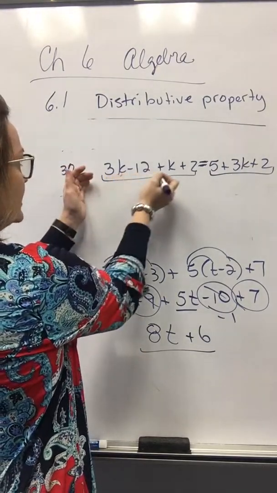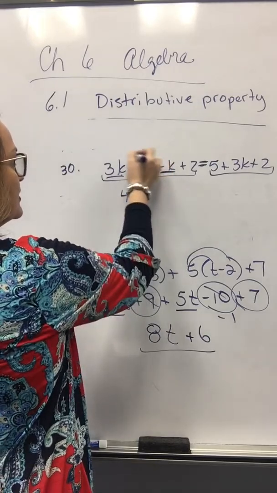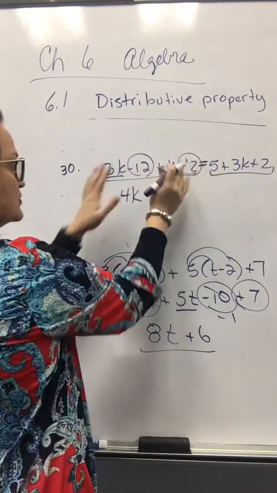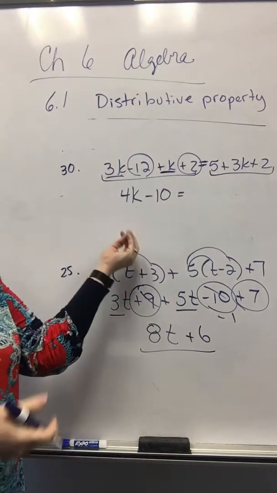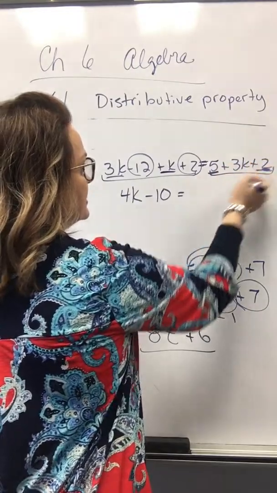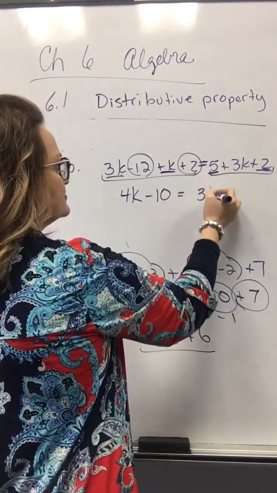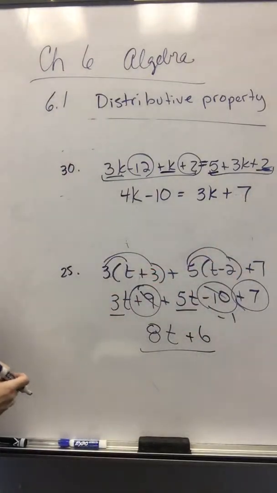So we got 3k and a positive k, which makes 4k. Then we've got a minus 12 and a positive 2. Again, we're using our addition subtraction rules. So we clean that up, simplify it by combining the like terms. Do the same thing to this other side in either order. If you want the k's first, 3k is the only k, and then I've got 5 and 2, 7.